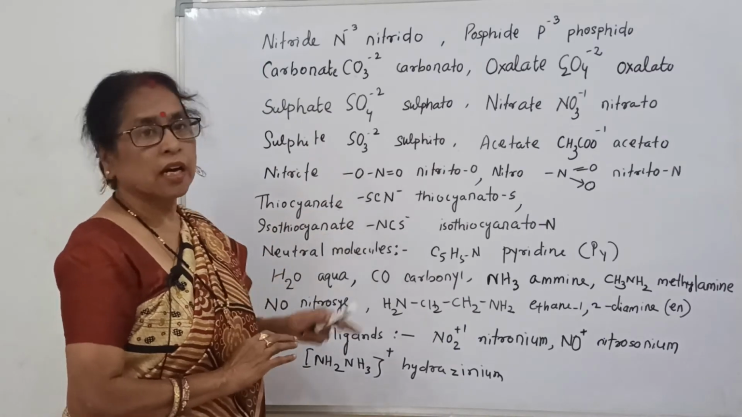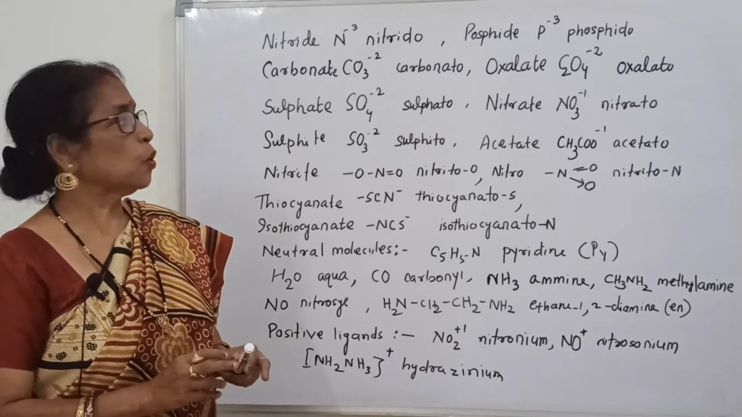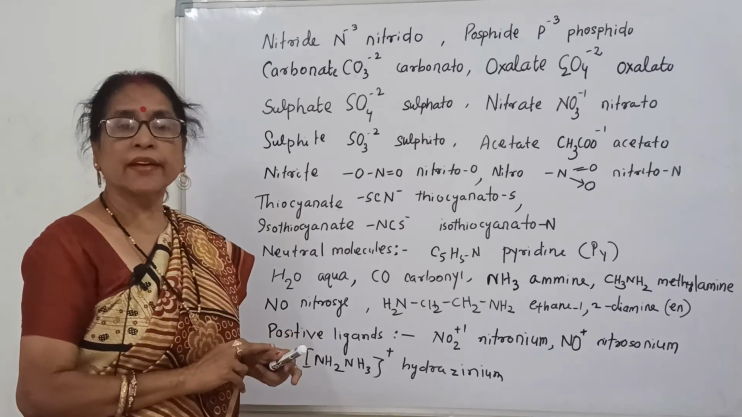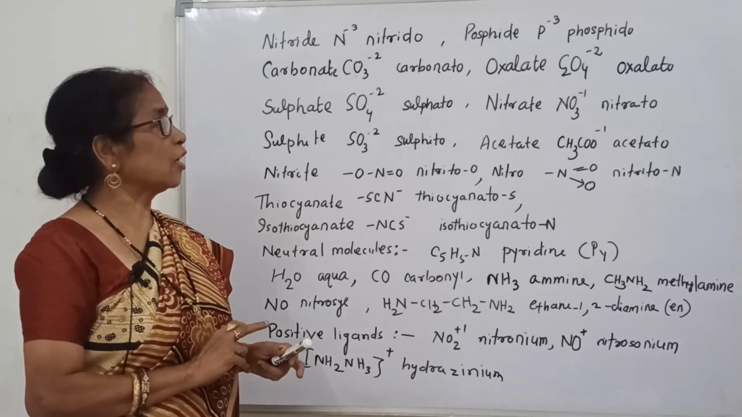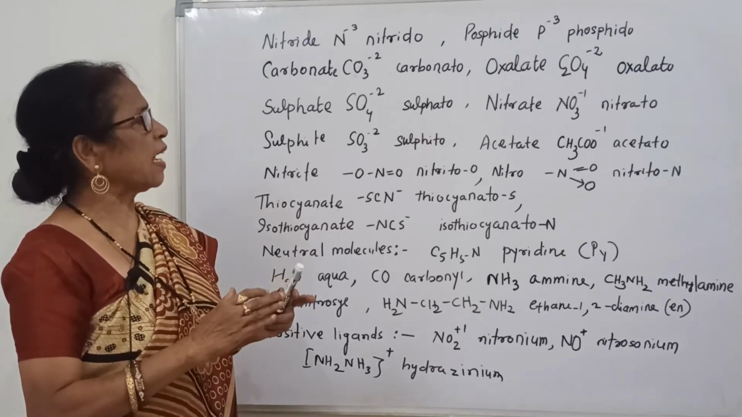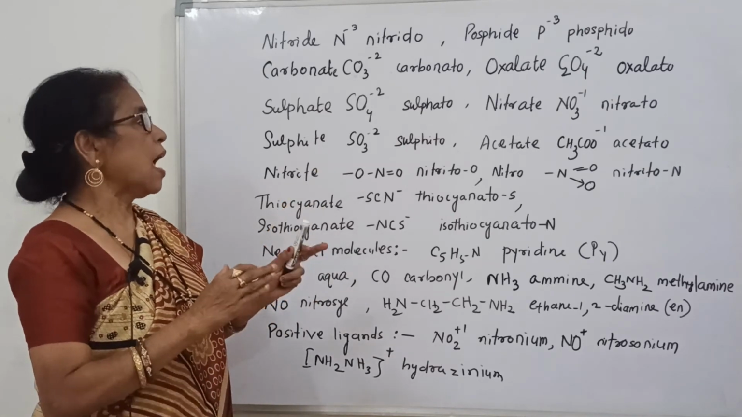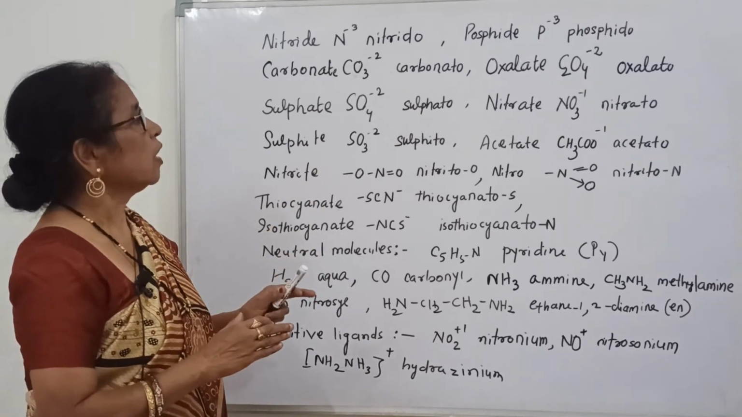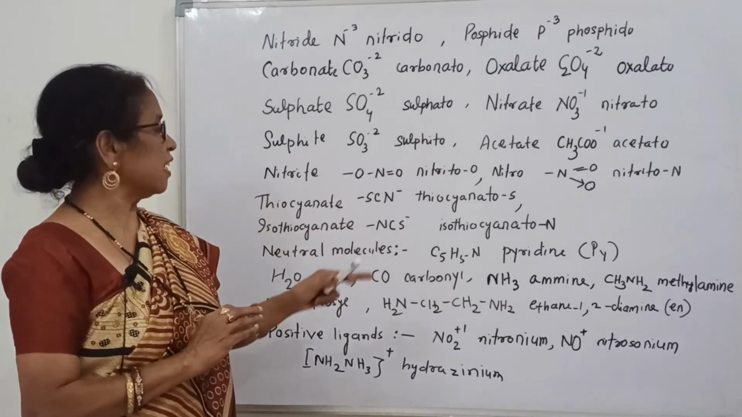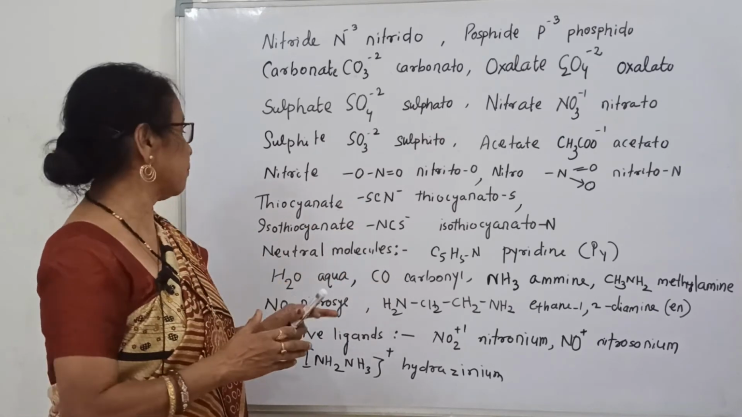Again I want to recollect this one: nitride, nitrido, phosphide, phosphido, carbonate, carbonato, oxalate, oxalato, sulfate, sulfato, nitrate, nitrato, and sulfite, that is sulfito, acetate, acetato. And then next is nitrite. If oxygen is linked, the nitrito-O. If nitrogen is linked to the central metal atom, nitrito-N.